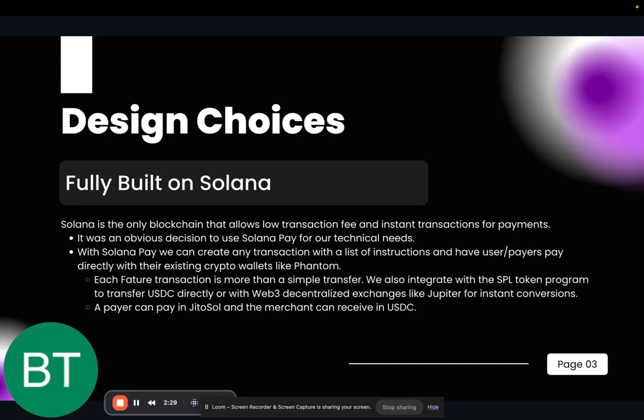Fature is fully built on Solana, and it was an obvious decision for us to use Solana Pay for our technical needs. So with Solana Pay, we can create any transaction with a list of instructions and then have the user pay directly with their existing crypto wallets like Phantom. So each Fature transaction is much more than a simple transaction. It's fully integrated with the SPL token program. What that means is we can transfer SOL or any other SPL token and instantly exchange it to whatever token the merchant wants to receive. So for example, we can pay using JITO-SOL and the merchant receives in USDC.